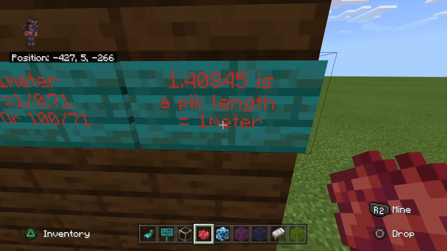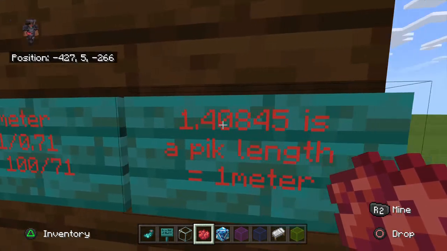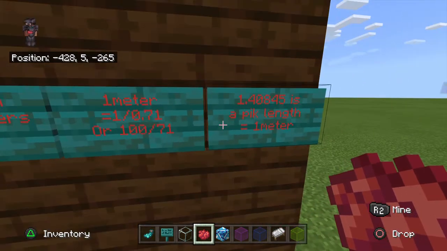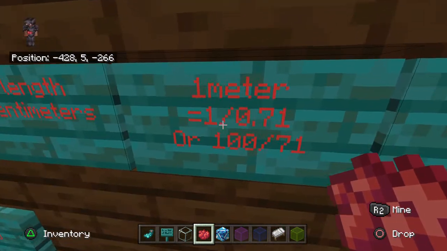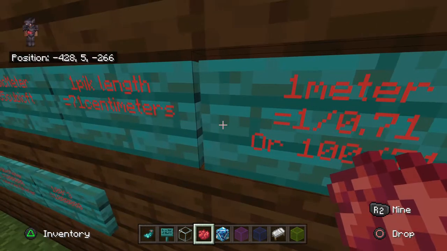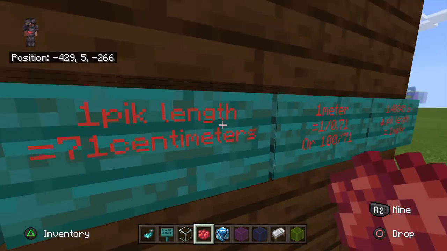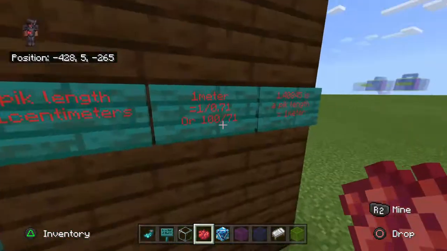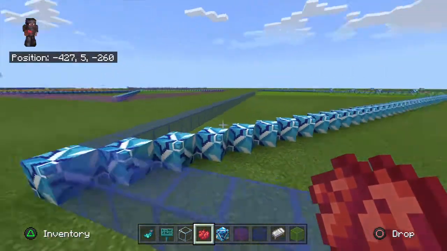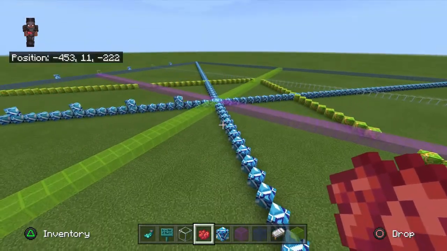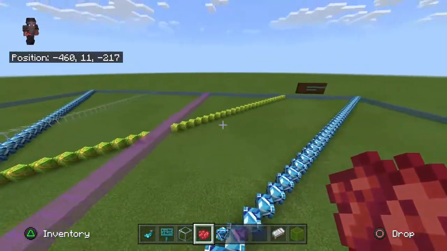And I found this pick length through a Google search when I just typed in this number, and I'm going to put the link in the description. So 1 meter equals 1 divided by 0.71, or 100 divided by 71. 1 pick length equals 71 centimeters, which is 0.71, which is what I was coming to the conclusion on the length of that square, that line segment.